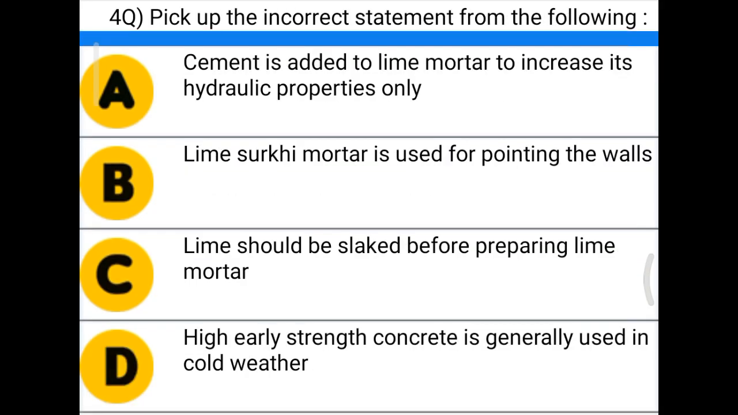Next question, pick up the incorrect statement from the following. Option A, cement is added to the lime mortar to increase its hydraulic properties only. Option B, lime surki mortar is used for pointing the walls. Option C, lime should be slaked before preparing the lime mortar. Option D, high early strength concrete is generally used in cold weather. So the correct answer is cement is added to the lime mortar to increase its hydraulic property only.